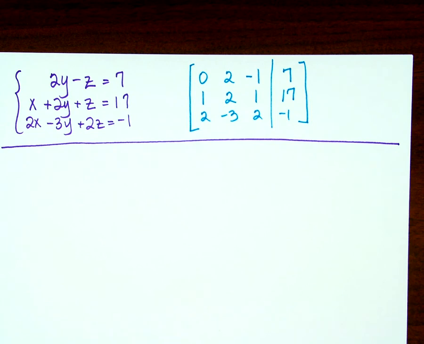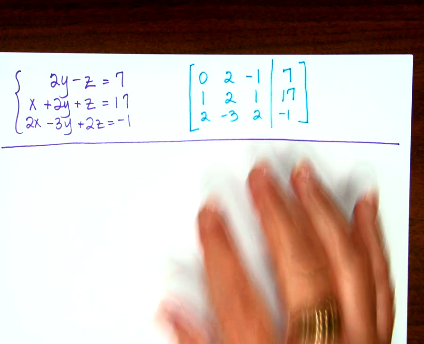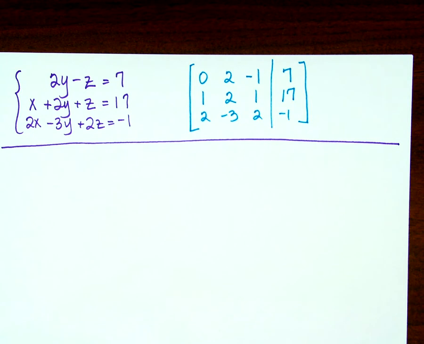The other ones are slightly harder. Okay. Now, we could easily put this into our calculator in the matrix in a reduced row echelon form.